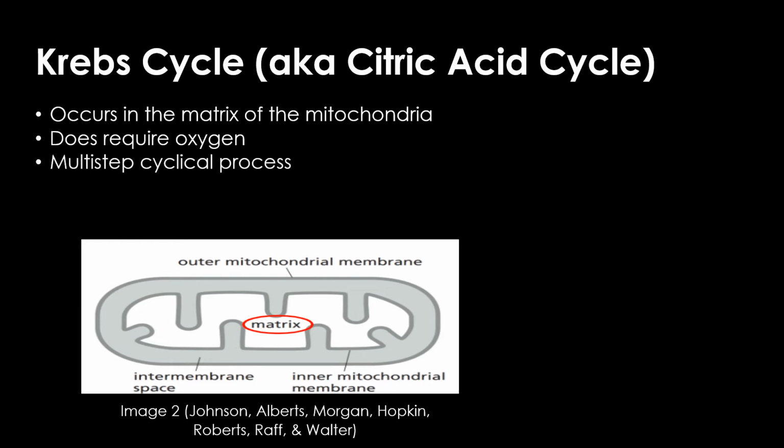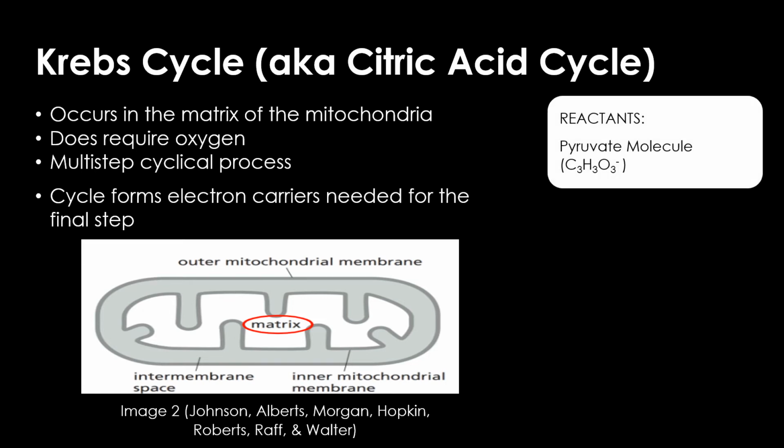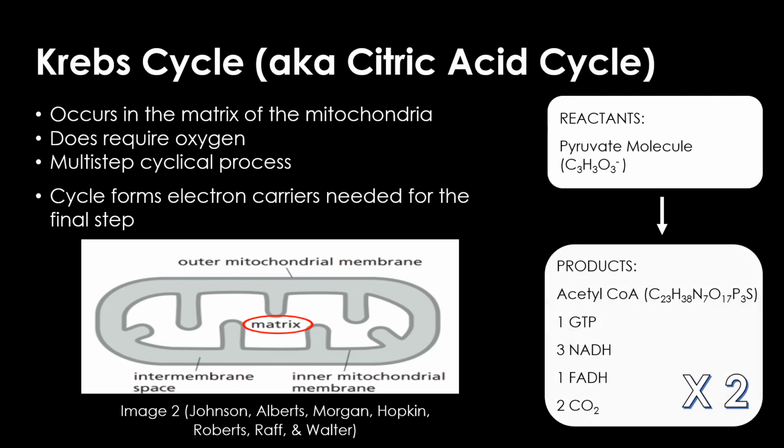The Krebs cycle is a cyclical process where the pyruvate from glycolysis is converted into acetyl-CoA. Through the cycle, a majority of the electron carriers needed for the final step of respiration are created. From one pyruvate molecule, it forms one acetyl-CoA, one GTP, which is an energy source similar to ATP, 3 NADH molecules, one FADH molecule, and 2 CO2 molecules.